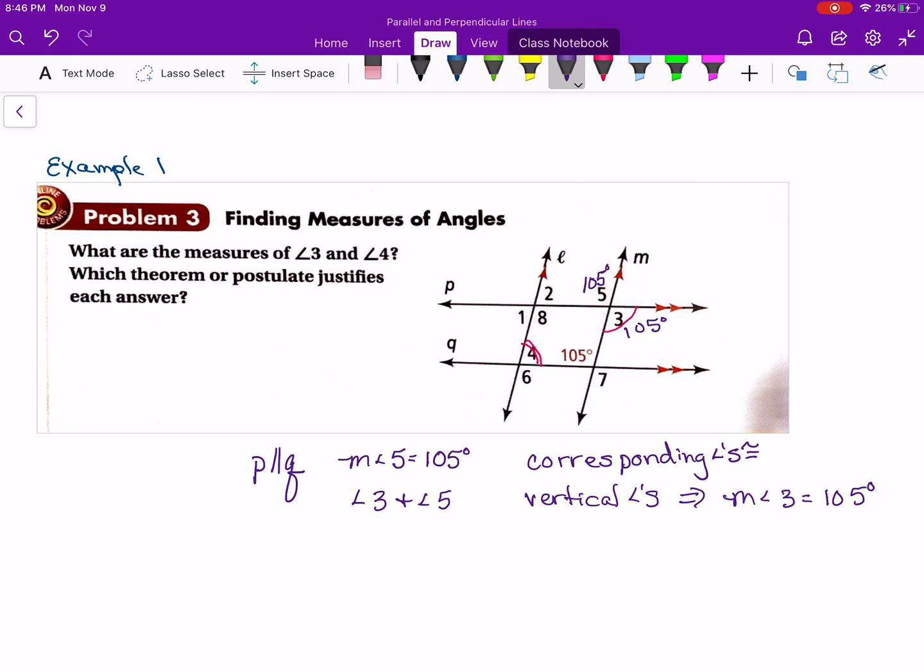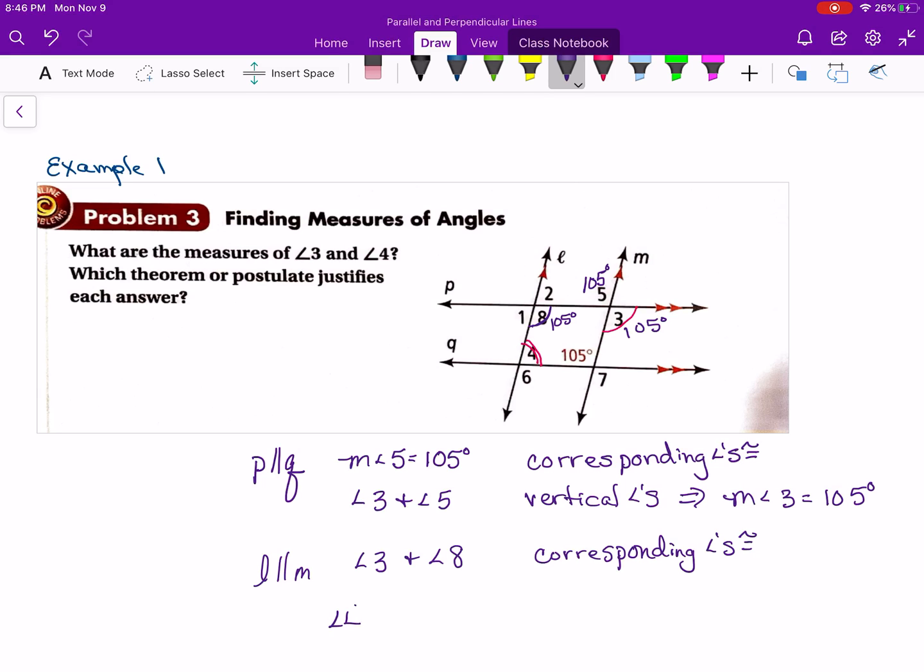So let's see. Let's figure out what we can do with things. If we use lines L and M being parallel, angle 3 and angle 8 are a pair of corresponding angles. And because they are corresponding angles, they are also congruent. So angle 8 is also 105 degrees, which means we can calculate angle 4.